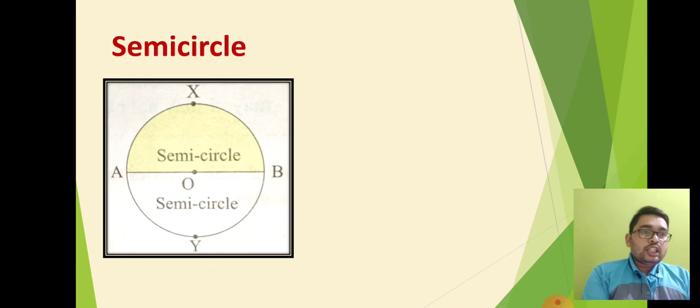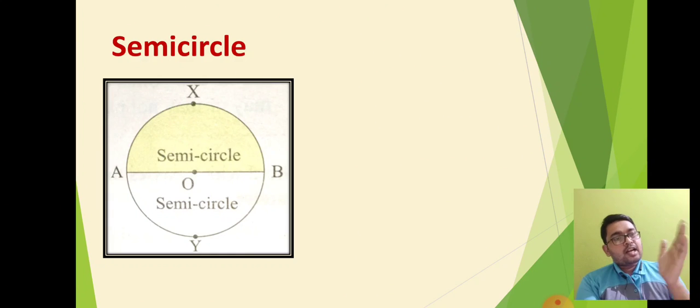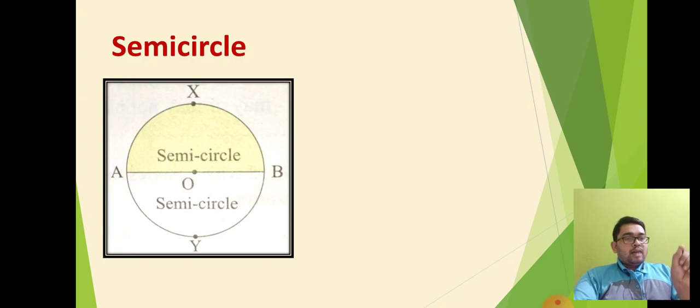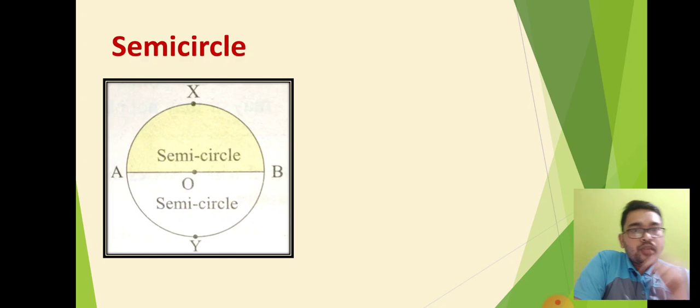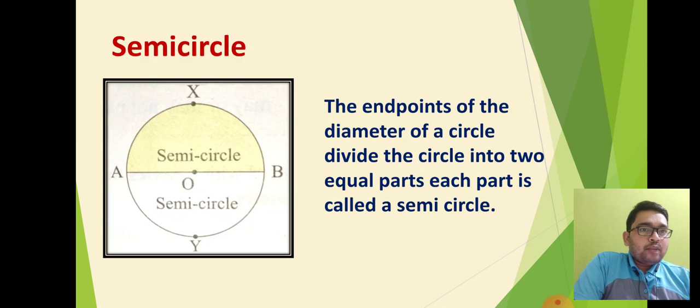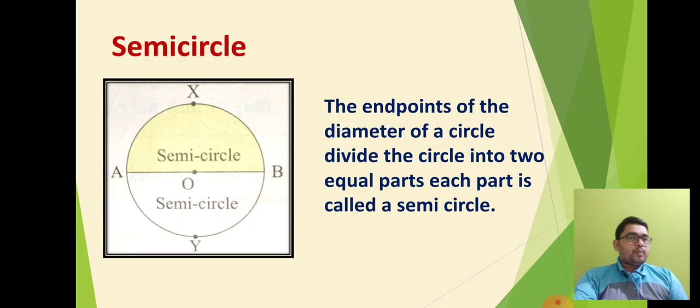By the name only you can understand, semicircle means half circle. Here the diameter is AB. In this figure you can see that AB is the diameter in the circle. The end points of the diameter divide the circle into two equal parts, and each part is known as a semicircle.